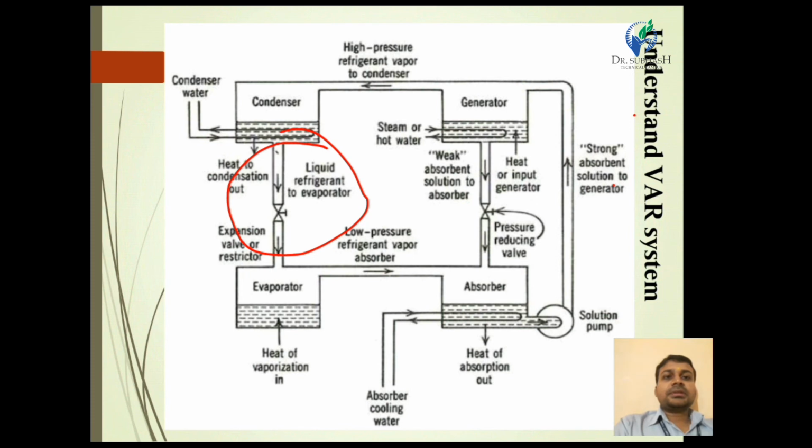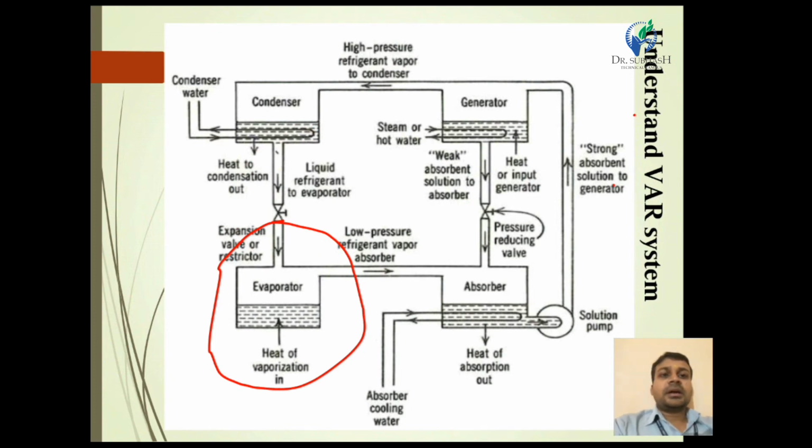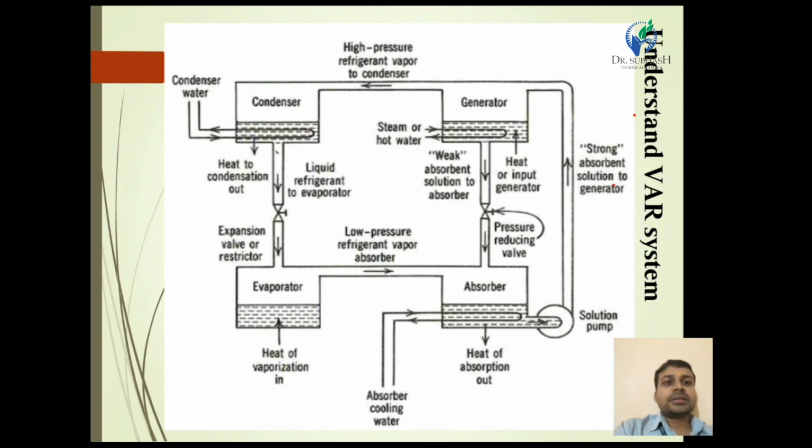Then after the expansion valve, the NH3 liquid passes through the evaporator, which is where the cooling space is. After the throttling device, the refrigerant is at low pressure and low temperature. This refrigerant absorbs heat from the enclosed spaces. This low pressure refrigerant vapor then passes to an absorber.